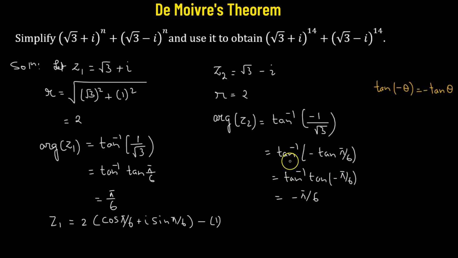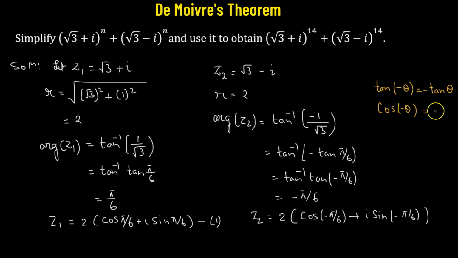So we have obtained the argument of our complex number square root of 3 minus i, which is negative pi over 6, and we can express it in the polar form as 2 multiplied by cosine of negative pi over 6 plus iota times sine of negative pi over 6. Now cosine is an even function, which would simply mean that cosine of negative theta is positive cosine theta, but sine is an odd function. That means sine of negative theta will be negative sine theta.